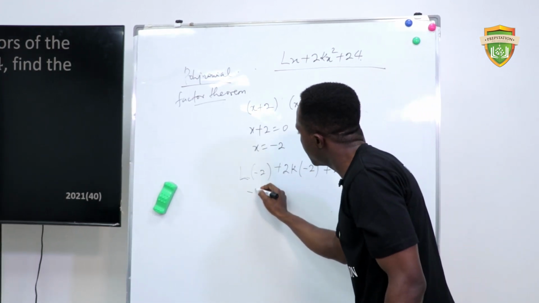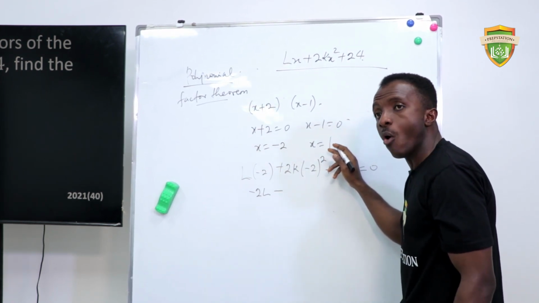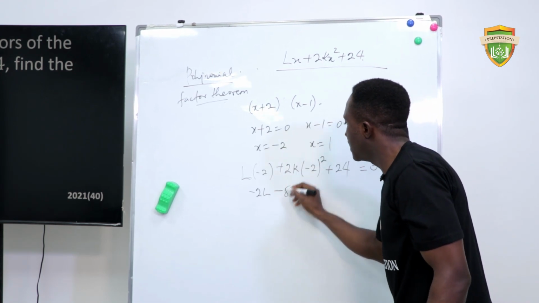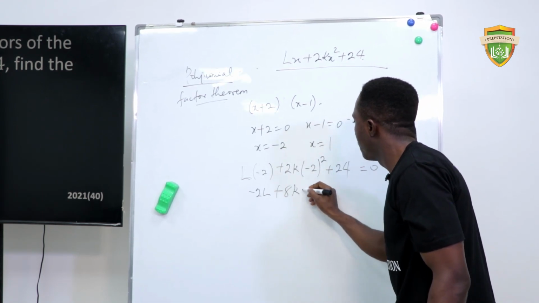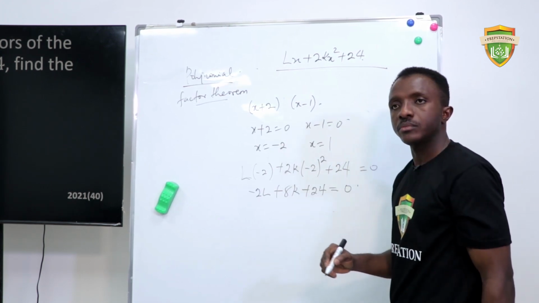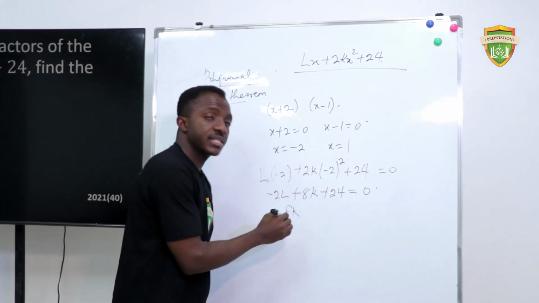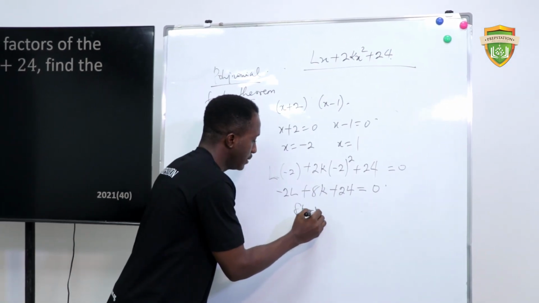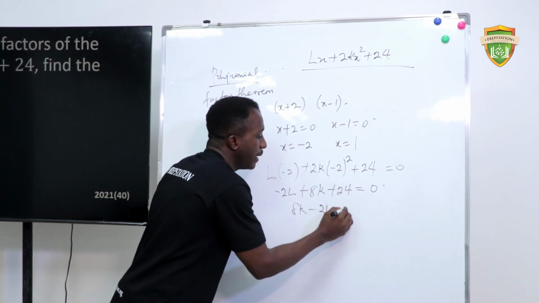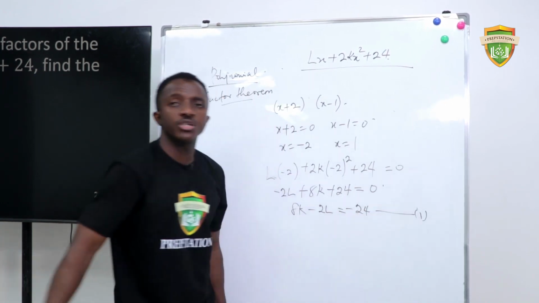Now let's treat this. This is minus 2L. Now remember, minus 2 squared is 4. Minus times minus is plus. So this is 4 times this. This is 8k plus 24 equals 0. Now I can decide to change the place. I have 8k because k comes before L, minus 2L. Send this one over here. I have minus 24. I'm going to number this equation 1.